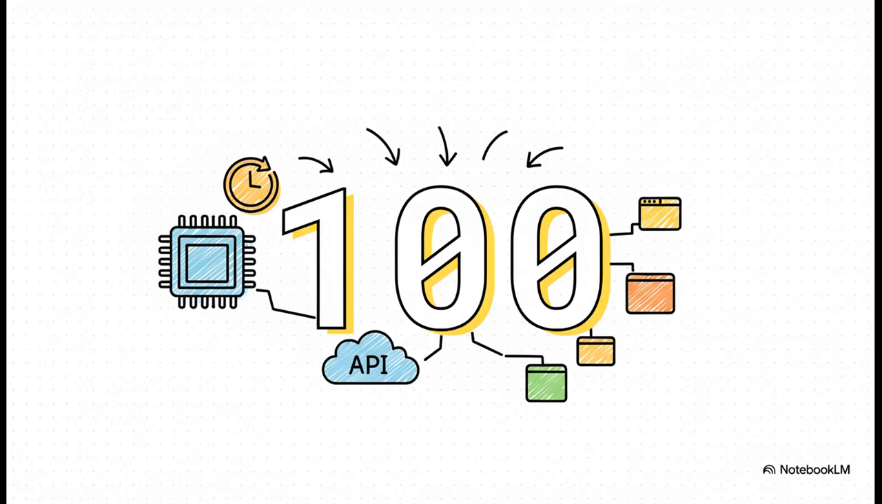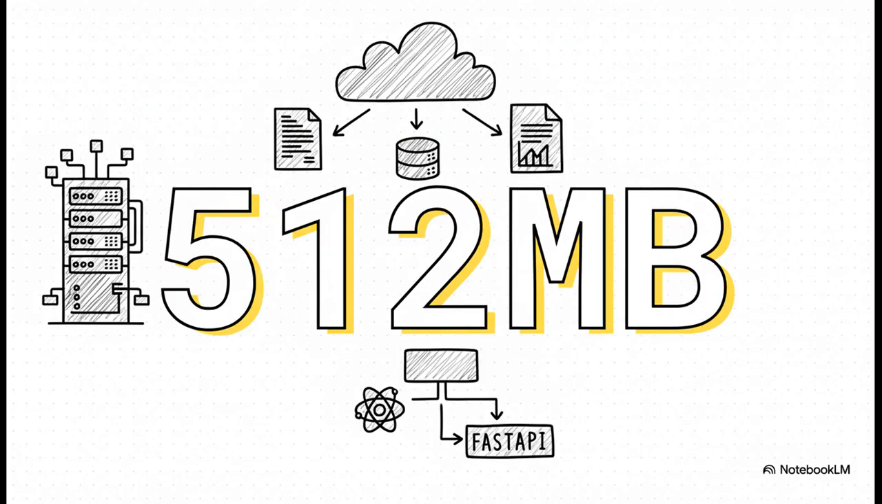For personal projects, prototypes, and low-traffic APIs, this is actually surprisingly generous. You also get 512 megabytes of file storage. That's for all your source code, any data files you might upload, or even small databases. Again, for getting started and hosting some pretty significant projects, that's more than enough space.